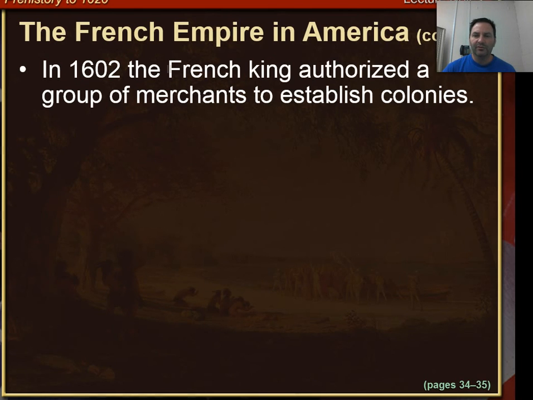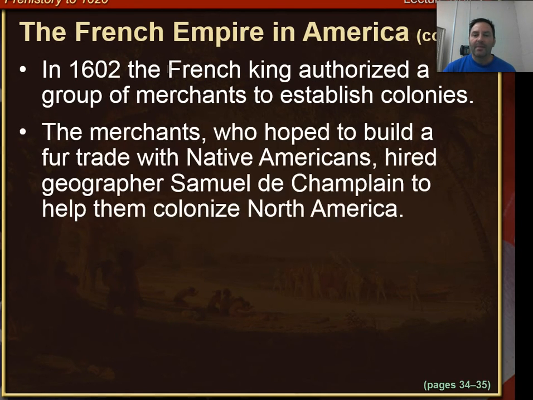In 1602, the French king authorized a group of merchants to establish colonies. The merchants, who hoped to build a fur trade with Native Americans, hired geographer Samuel de Champlain to help them colonize North America.